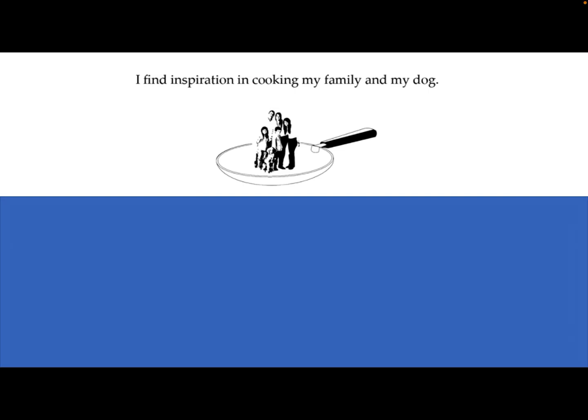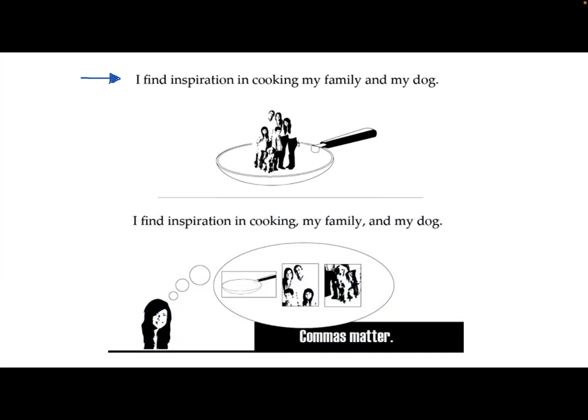So, another way that we can use commas is for what's called ambiguity. So that's when we make things clear. So here we have an example. I find inspiration in cooking my family and my dog. So this sentence makes it sound like this person likes to cook their dog and their family and eat them, but that's not what they mean. They've forgotten their comma.